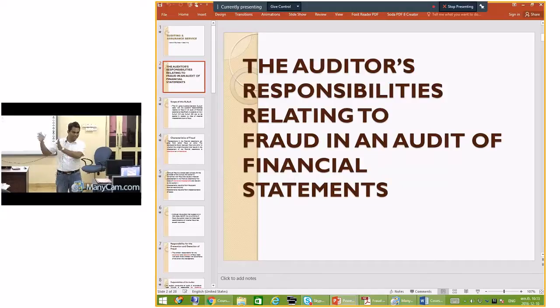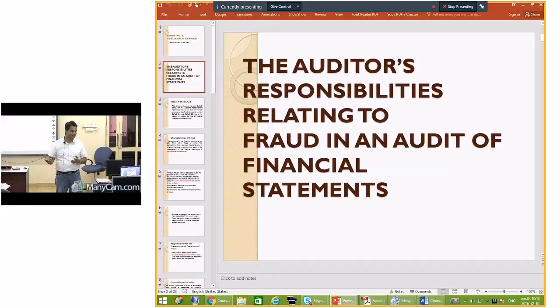But on the other side, if it is a material fraud and we have not detected it, then what can happen? Our opinion will be inappropriate. Therefore, direct responsibility is not there, but we have an indirect responsibility of detecting the frauds. Otherwise, our opinion will be inappropriate. If it is an immaterial fraud, no issue. So that is a concern.